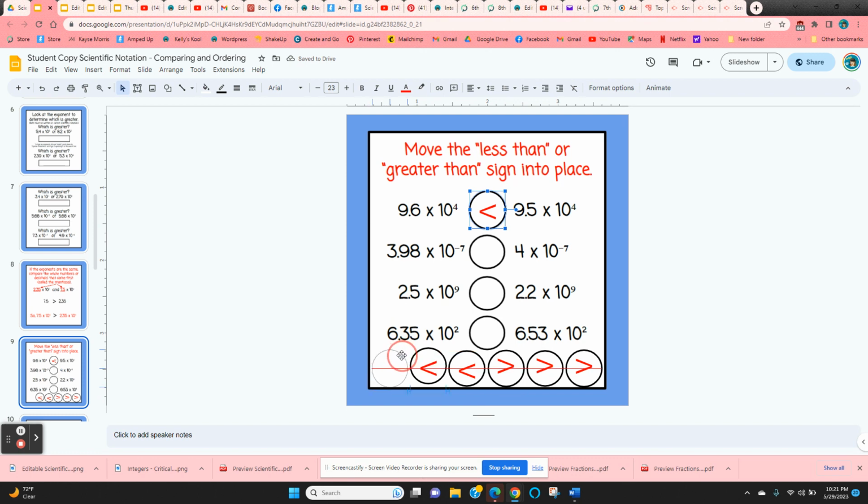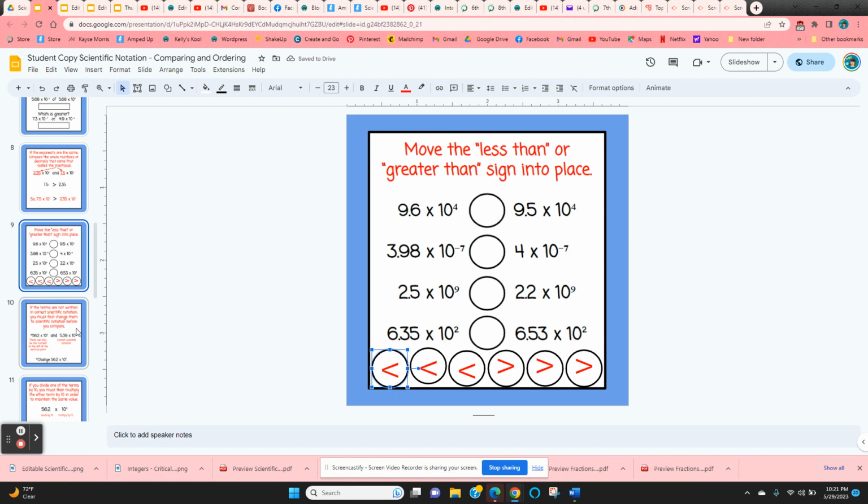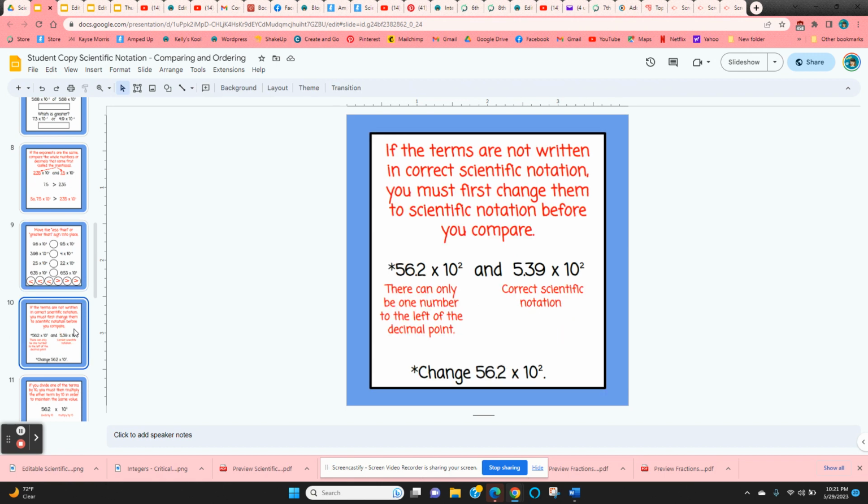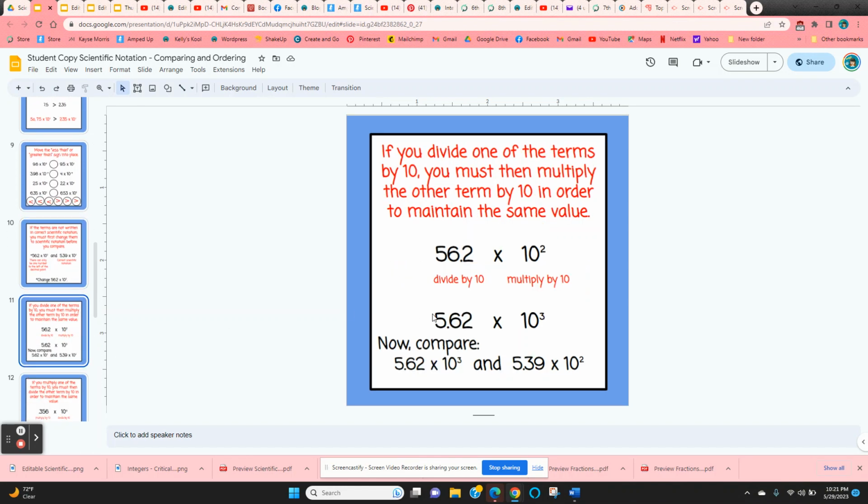So determining which one is greater gives them a little bit of practice then with the greater than, less than sign if they've forgotten which is which. And then if they have terms that are not in correct scientific notation, they have to change them to scientific notation first before they can compare them. And they're shown how to do that.